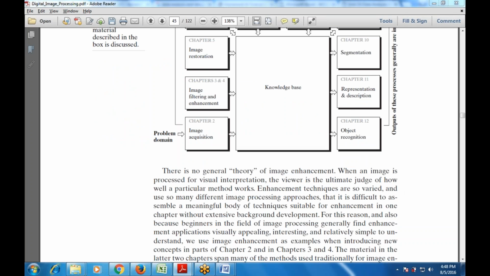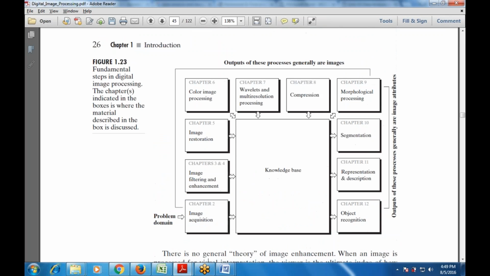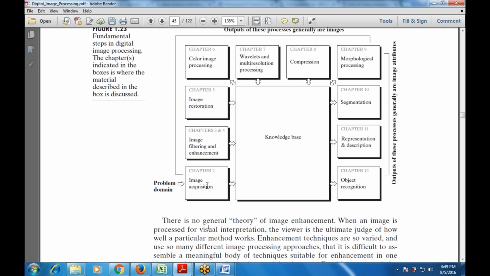So let's start again. These are the various steps that are followed for digital image creation. There are multiple steps. One is image acquisition, that means acquire the image. Then there is image filtering and enhancement, how we can filter the image, what are the various steps used to filter the image and enhance it. The next one is image restoration, how we can restore the image.